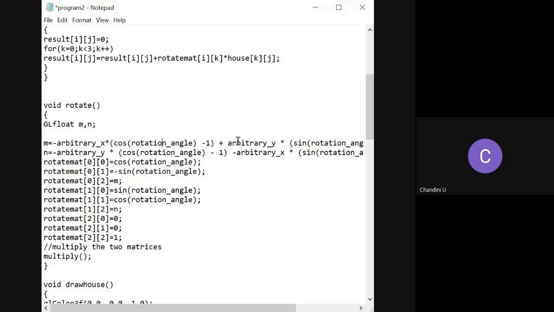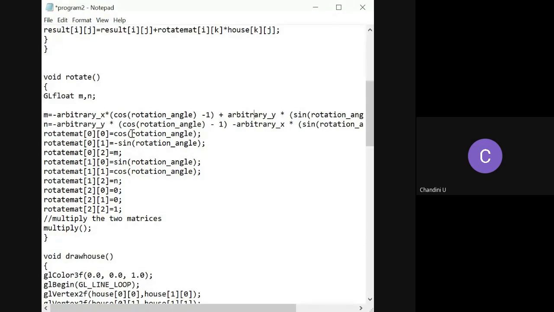X into cos theta minus 1 plus y into sin theta minus 1. This is arbitrary x and y. All right, so you will get the third column. Now just construct the rotation matrix: cos theta, minus sin theta. Now this m will not be 0. It will be some value after substitution. And similarly sin theta, cos theta, and n also will not be 0. It will be some value which we obtain from this equation.